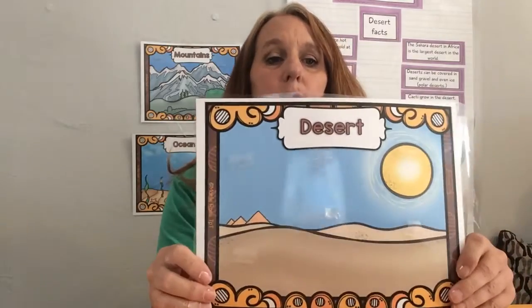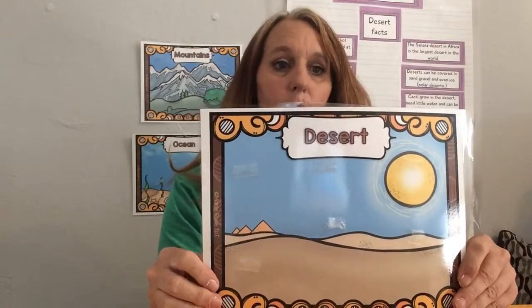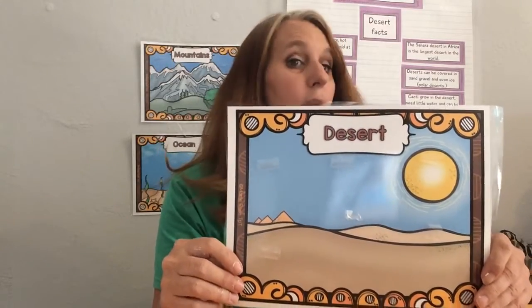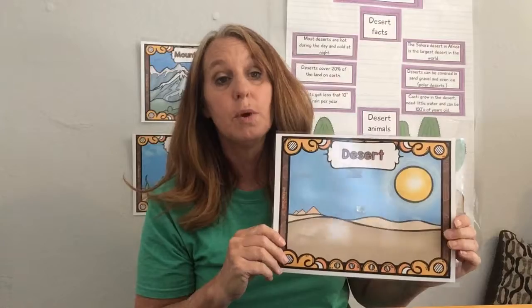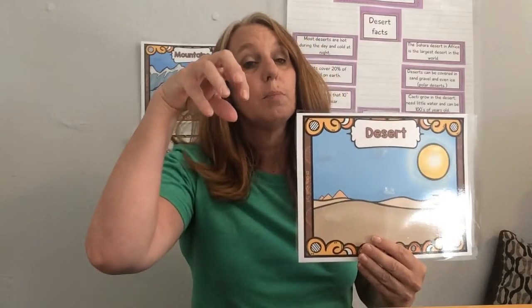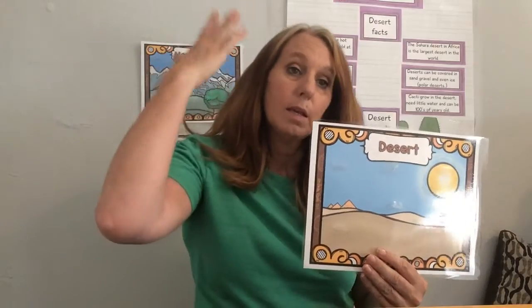Are there any clouds in this picture? Nope. Any rain clouds coming? Nope, because they don't get very much rain in the desert, just a little bit. But when they do get the rain, the animals and the plants take advantage of it. The cactus suck up the water and hold on to it. The camels hold the water in their humps, and they make sure they hold on to the water when they get some.